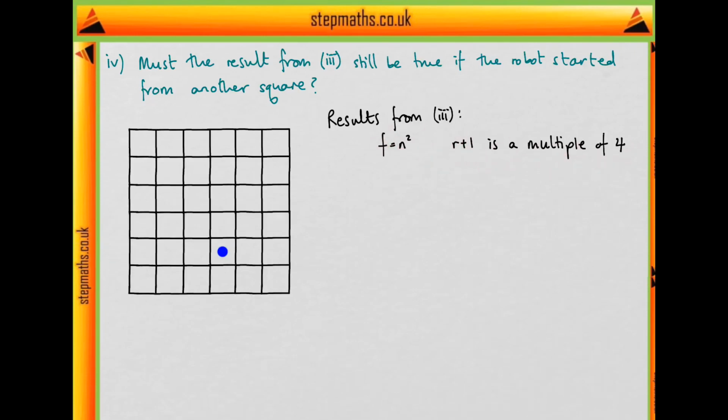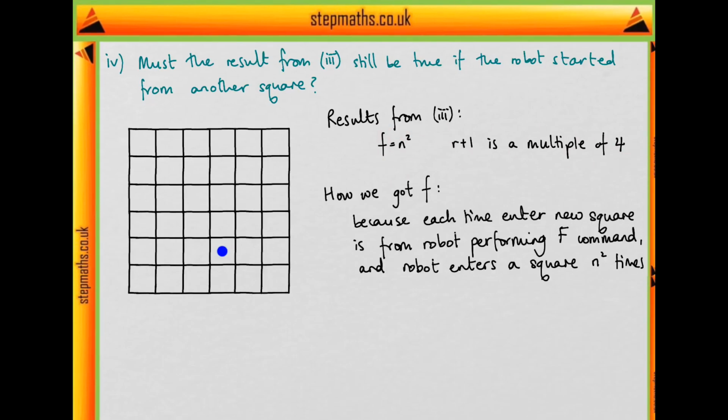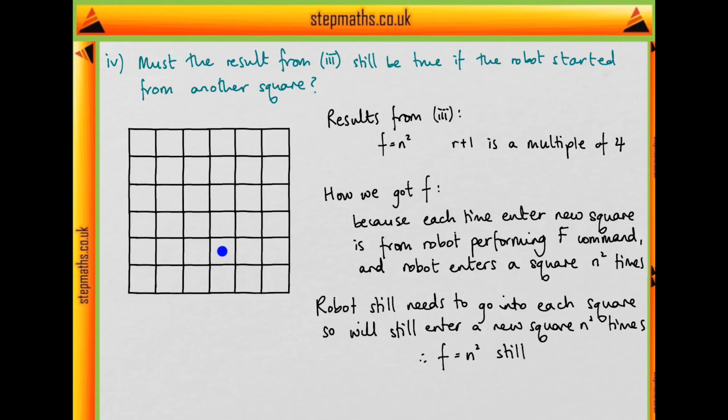Okay, so let's think about how we got these results in the first place. So for f, we said that it was because f takes us into a new square, the f command, and the robot enters a new square n squared times. Well, when the robot starts here, the robot still needs to go into each square once, and so the robot still needs to enter a square n squared times. So we're still going to have that f is equal to n squared.